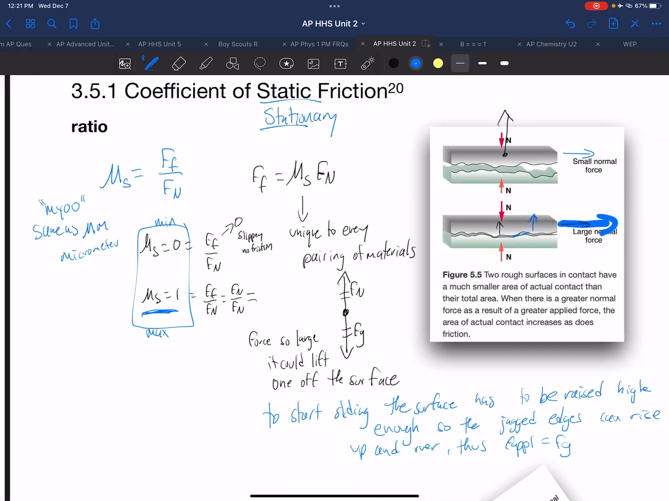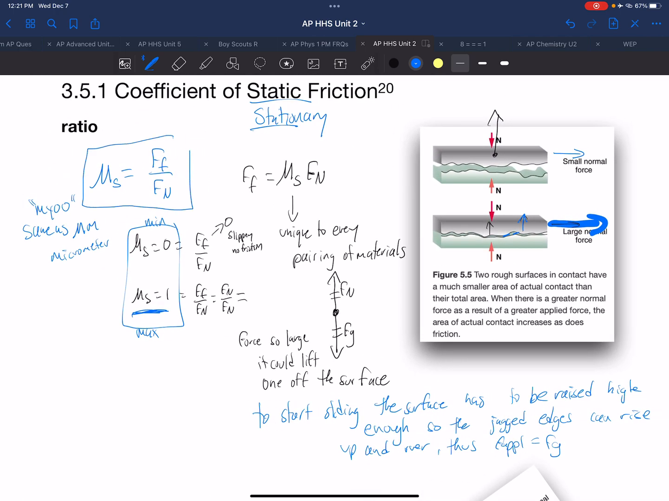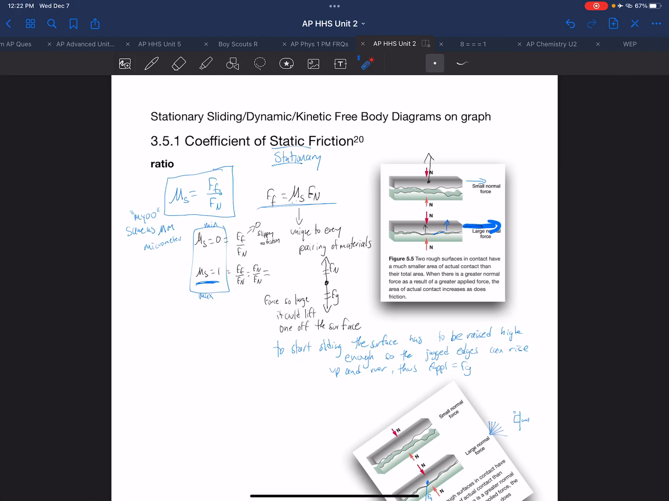So a couple takeaways here. We have this definition of mu, the coefficient of friction, which is mu s. It's the ratio of the force of friction static to the force normal. And we can rearrange this equation so it's a linear equation where the force of friction is a product of these two. And in which case you can see if you increase the normal, you'll increase the friction. Or if you increase this ratio, you'll increase the friction. And that is the coefficient of static friction.